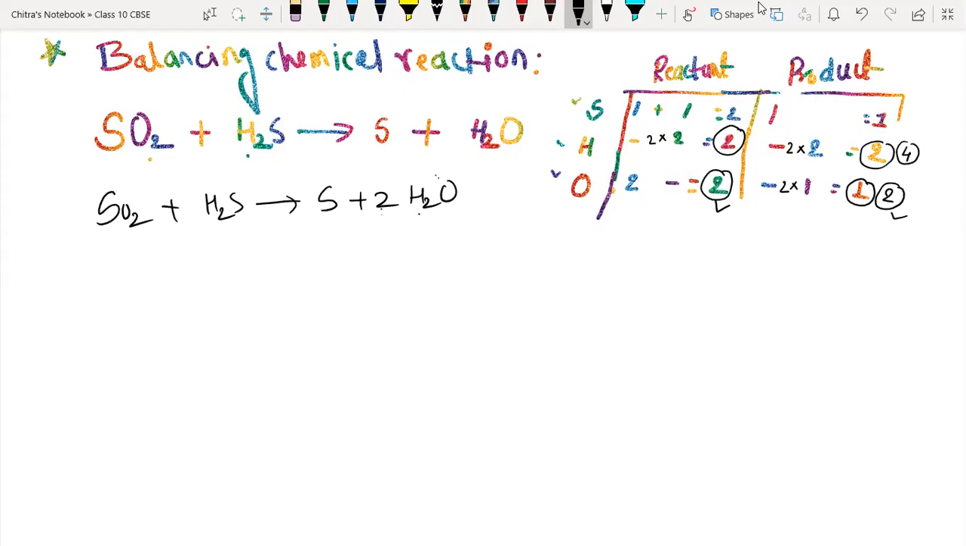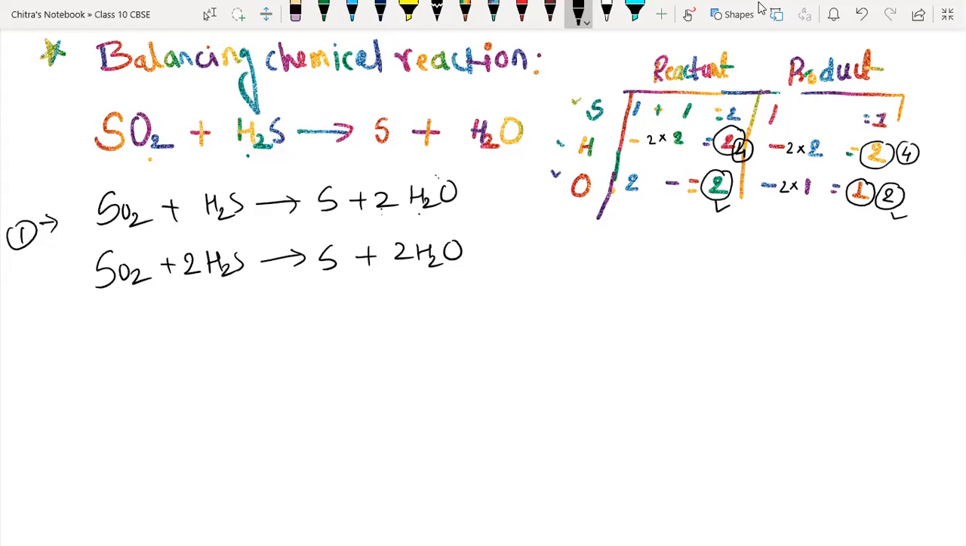So we are going to write the next reaction for that. It is step 1. Now step 2, what we have done? SO2 plus 2H2S equals sulfur plus twice H2O. Here we have multiplied by 2. So now the total number of hydrogen on the reactant side is 4.